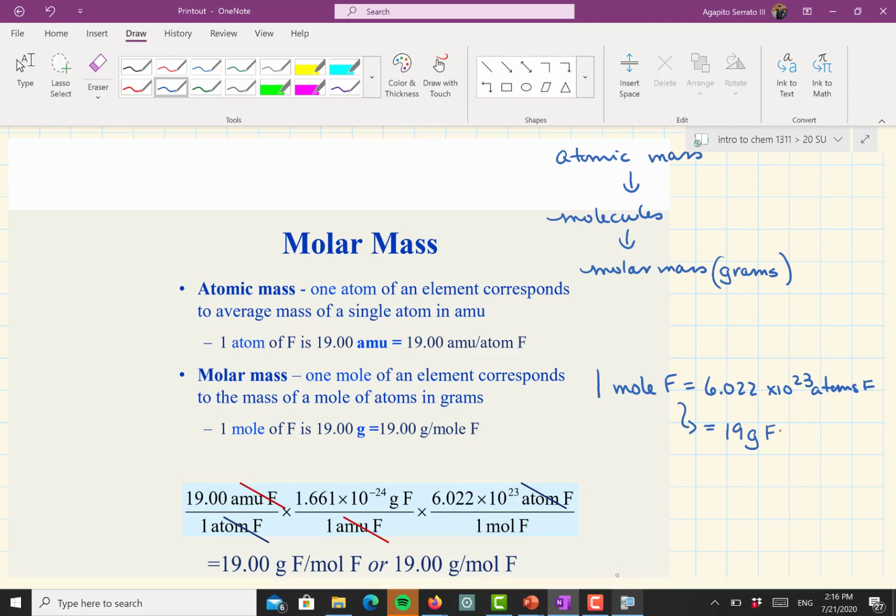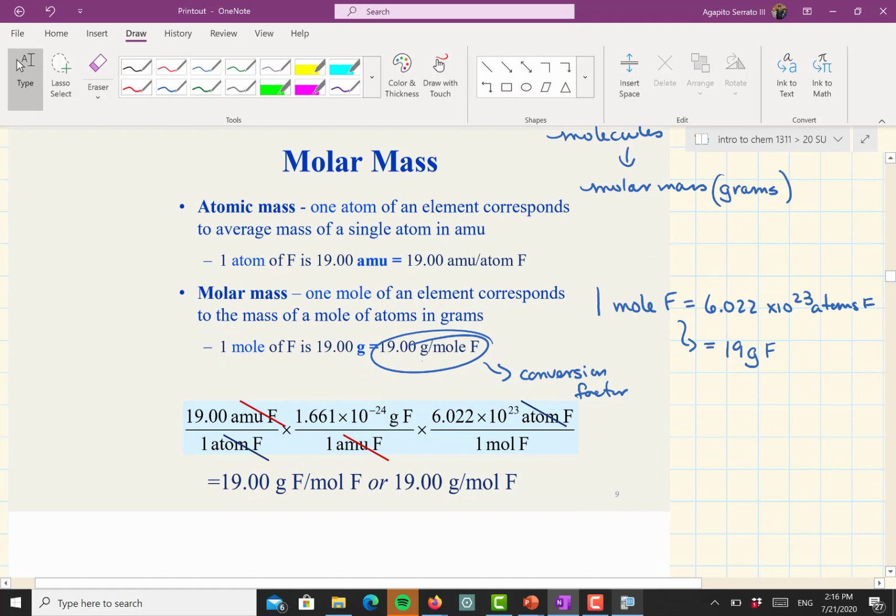We said that 1 mole of fluorine is equal to 19 grams of fluorine, and when we make our conversion factor, we're saying that 19 grams of fluorine exists in 1 mole of fluorine. So this right here is pretty important. Like we said, this is our conversion factor. So let's work this out.